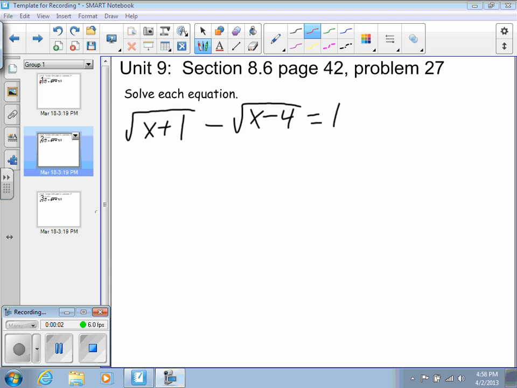In this case, it is not possible to get the square roots, the radicals, by themselves. Whether I leave them on the same side of the equal sign or whether they're on opposite sides, I'm still not going to have both of them by themselves. What this means is I'm actually going to have to square this equation twice in order to solve it. So let's go ahead and do this and see what it looks like.